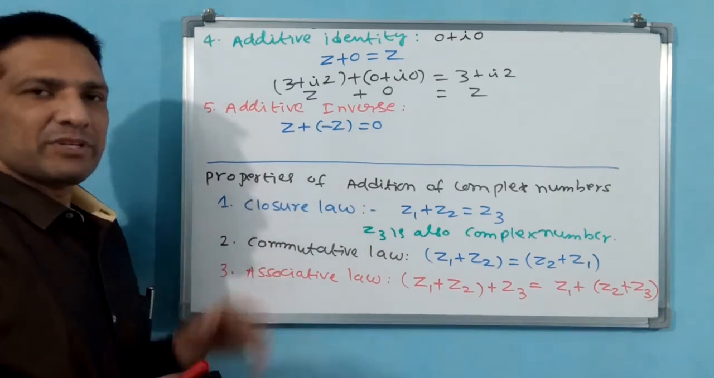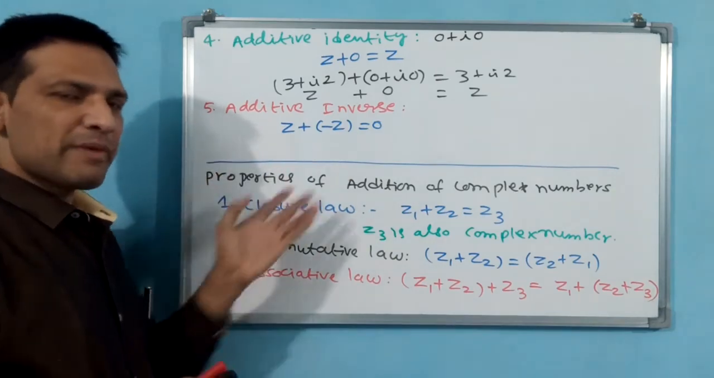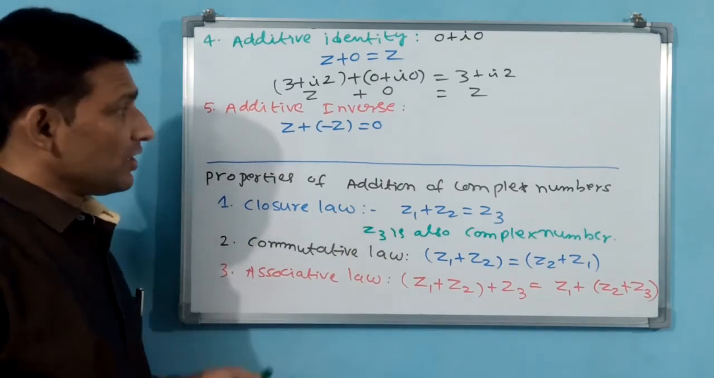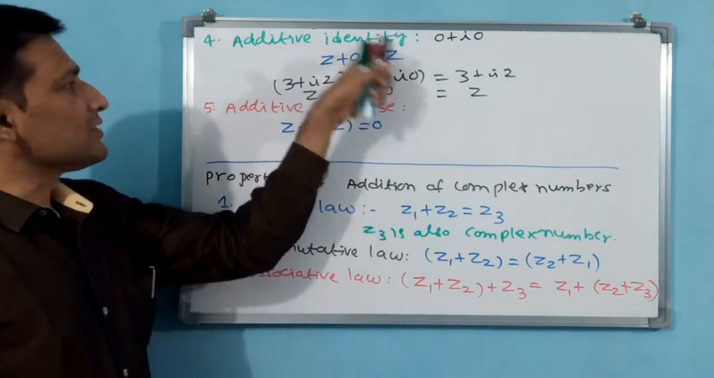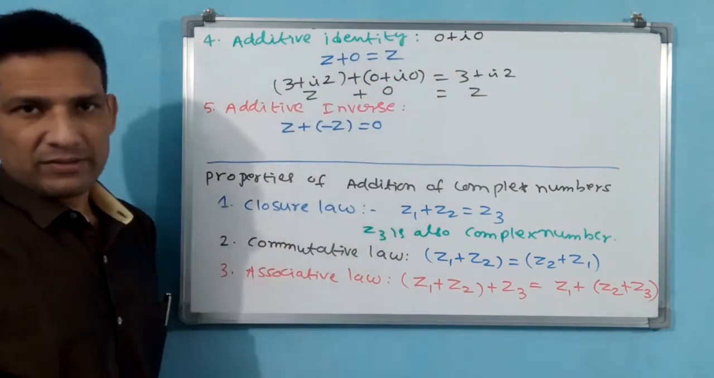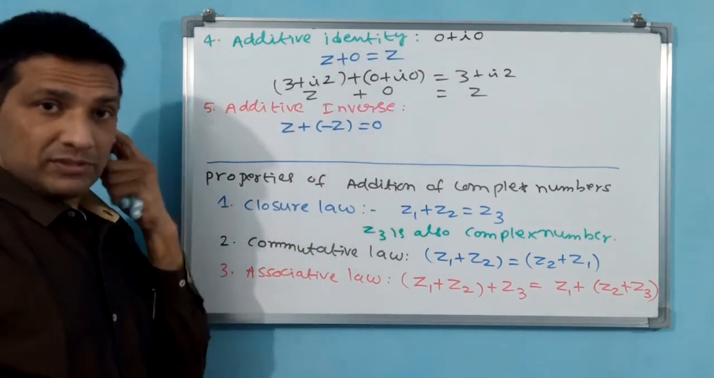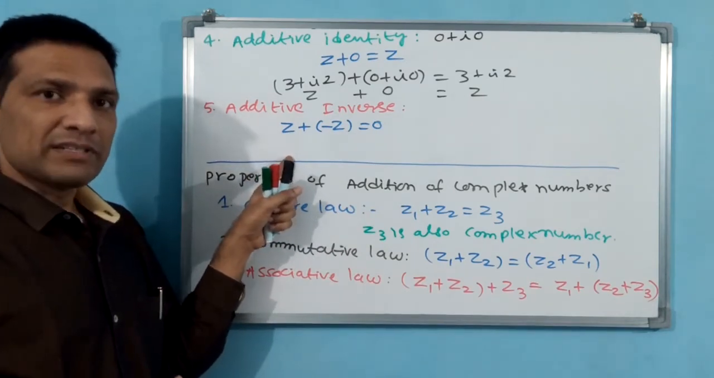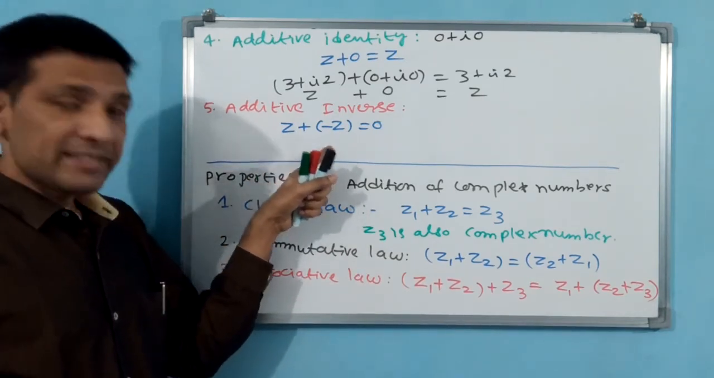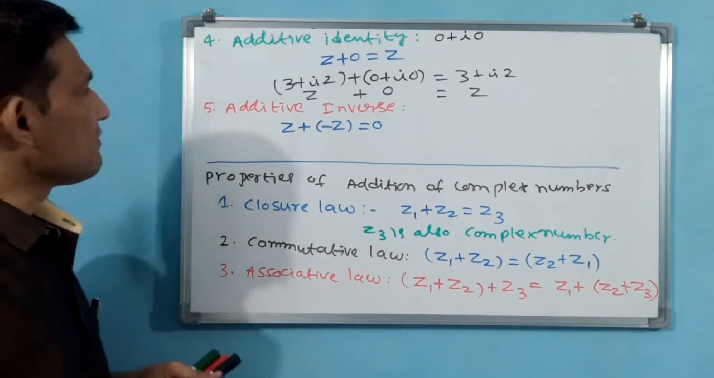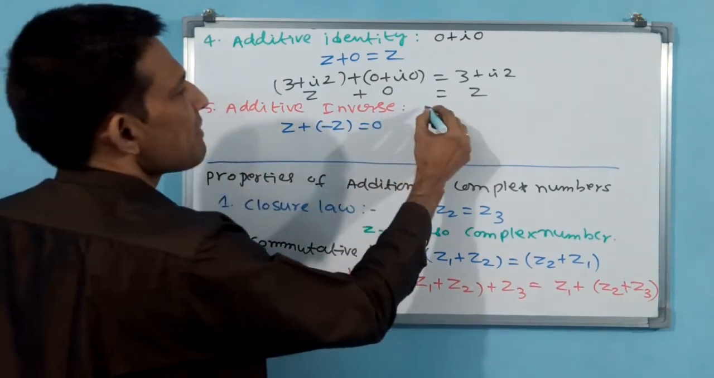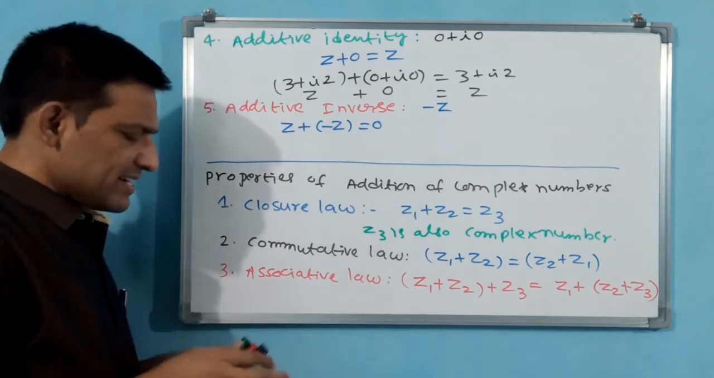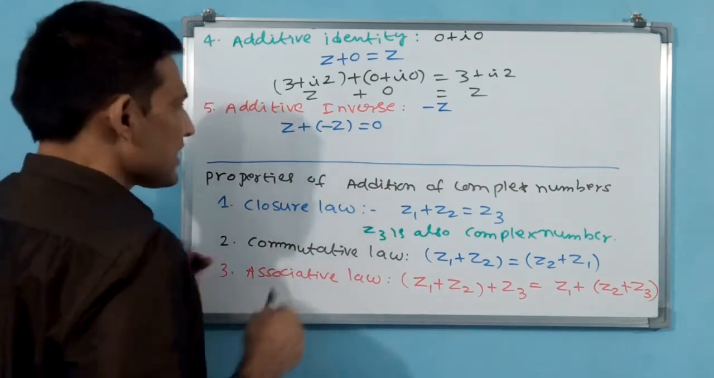Z plus minus z means automatically z minus z. 1 minus 1, 0. 2 minus 2, 0. Like that. See, 0 is the additive identity, we already know. If 0 comes as the result by adding to any complex number, that number is going to be called the additive inverse. See, the additive inverse is minus z. The complex number is z, the additive inverse is minus z.